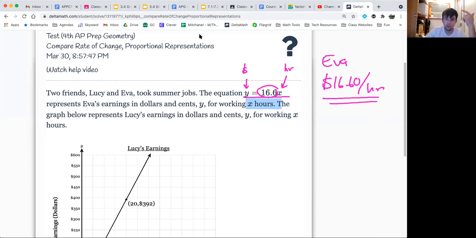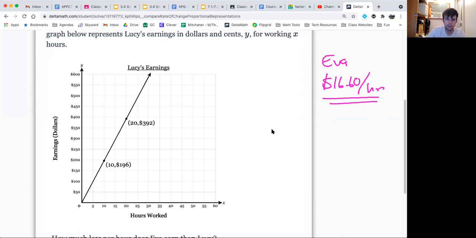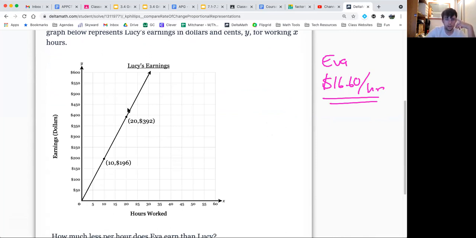Okay, the graph shows Lucy's earnings. So let's check out Lucy's earnings on the graph here. Having trouble scrolling. Yeah, there we go. All right, Lucy's earnings. So we have 2 data points for her that we can use to calculate the rate. In this case, this is a proportional relationship because of starting at 0. So we can just simply divide these y over x.